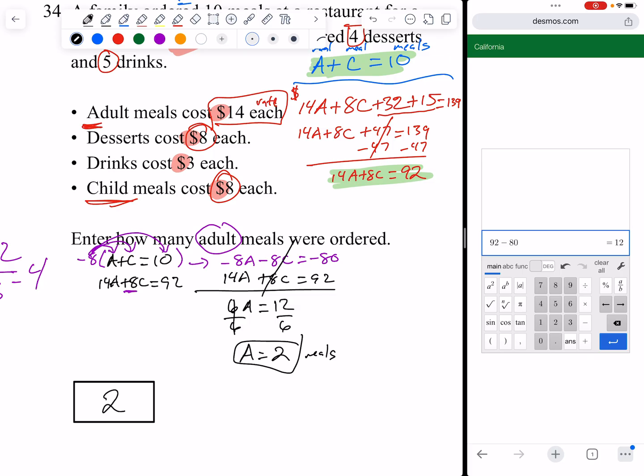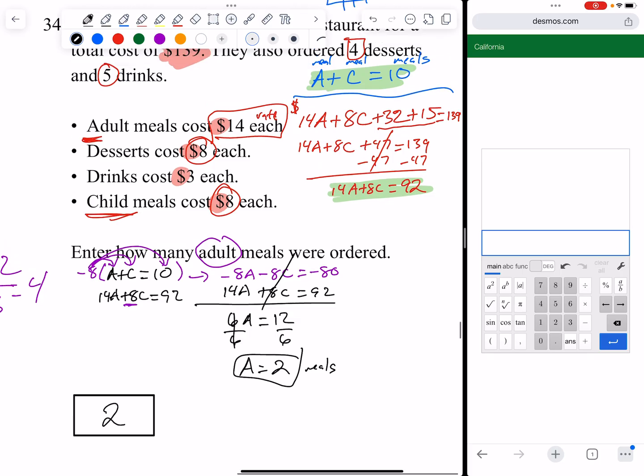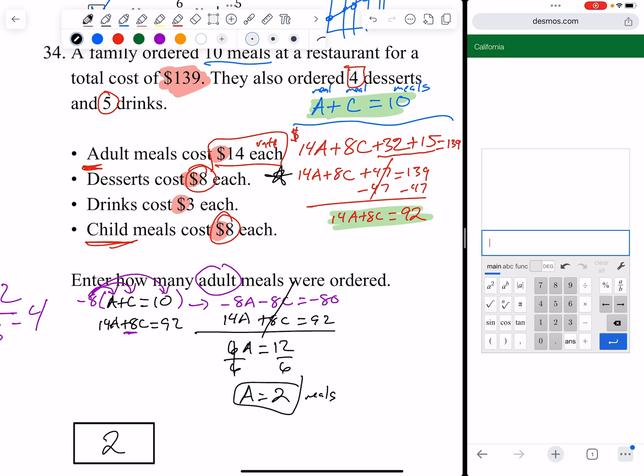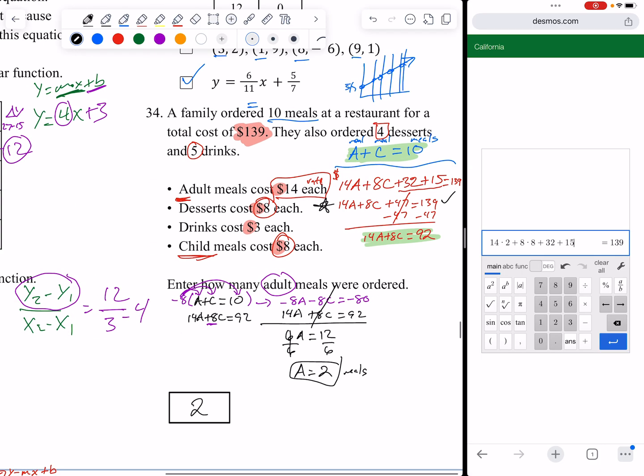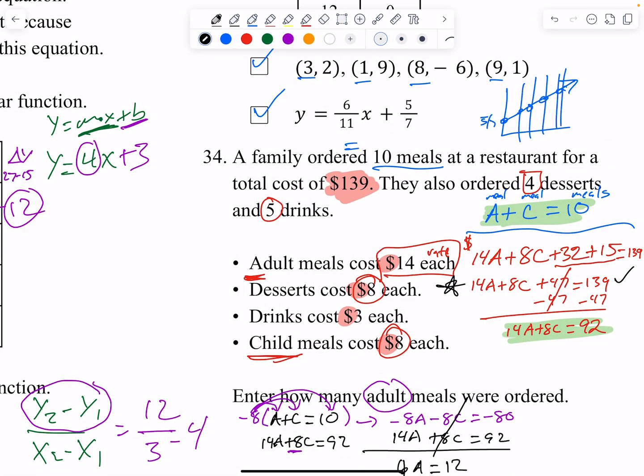So that's pretty crazy. If I put that in my calculator just to make sure, this one right here, I had $14 times 2, right? Because it's 2 adults, plus I had $8 per child. But in this case, if there's 2 adults, so there's 8 children. Plus 40, plus 32, plus 15. And guess what? That equals $139. So there we go. 2 adults. Okay, that was a lot of kids in that meal right there.